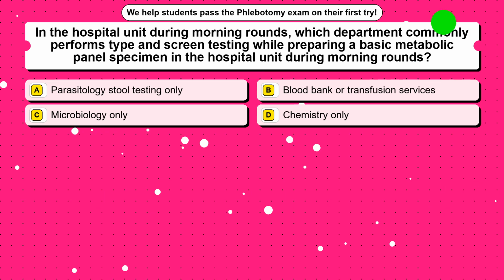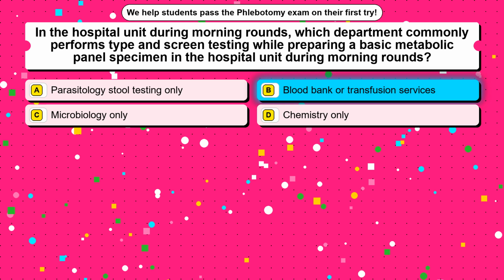Question 68. In the hospital unit during morning rounds, which department commonly performs type and screen testing while preparing a basic metabolic panel specimen in the hospital unit during morning rounds? Option A, parasitology stool testing only. Option B, blood bank or transfusion services. Option C, microbiology only. Option D, chemistry only. The correct answer is option B, blood bank or transfusion services.